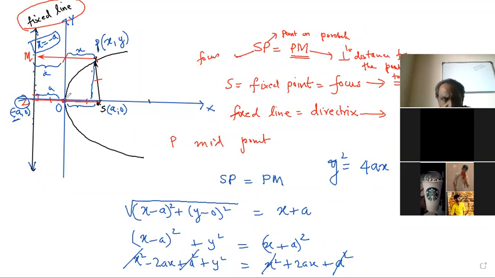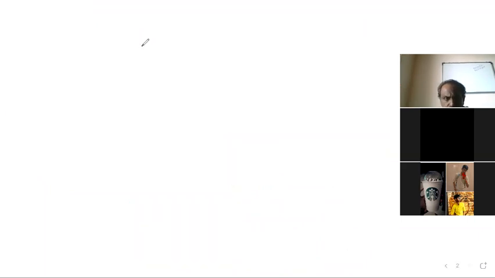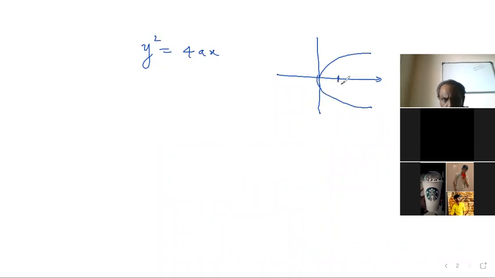So if the vertex, if this part is the origin, the equation of the parabola will be y square equal to 4x. Is it clear to you? So I'm going to reverse it. If the equation of the parabola is y square equal to 4ax, then the parabola will look like this. The focus of this parabola will be a comma 0. The directrix of this parabola will be x equal to minus a.